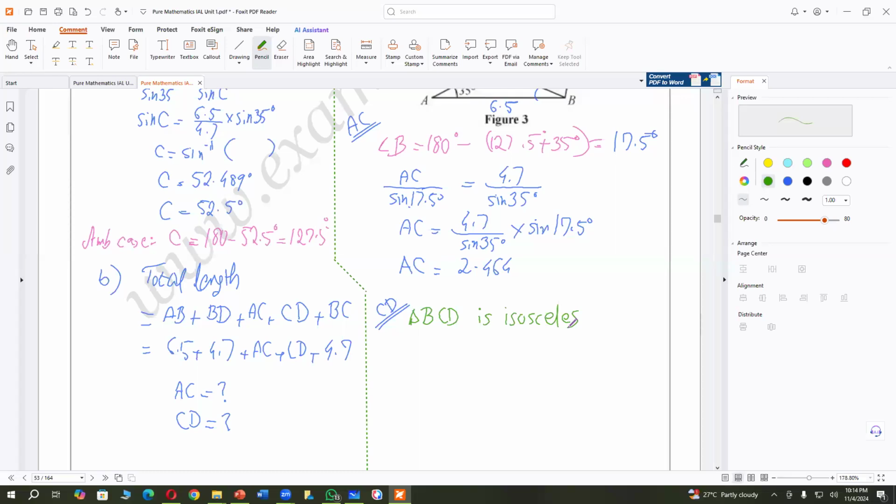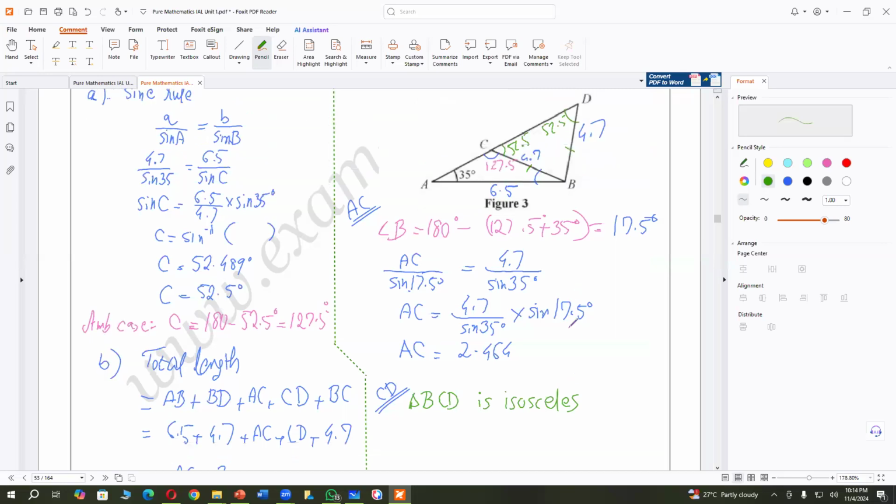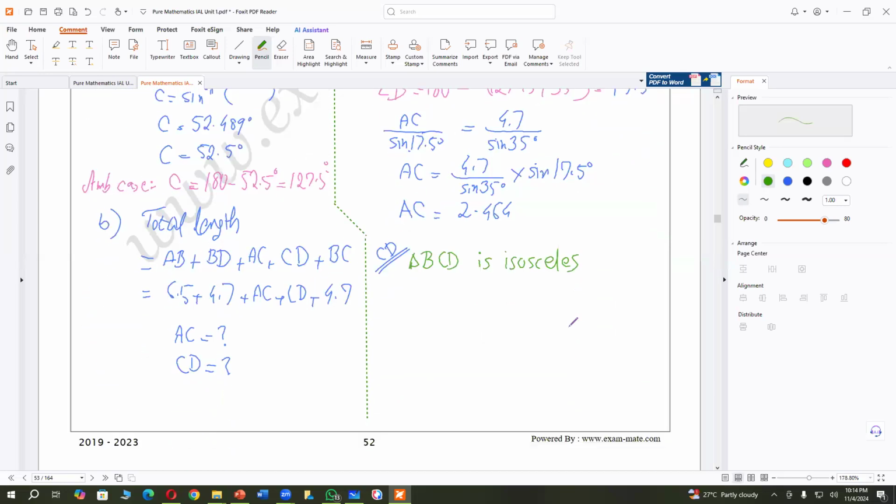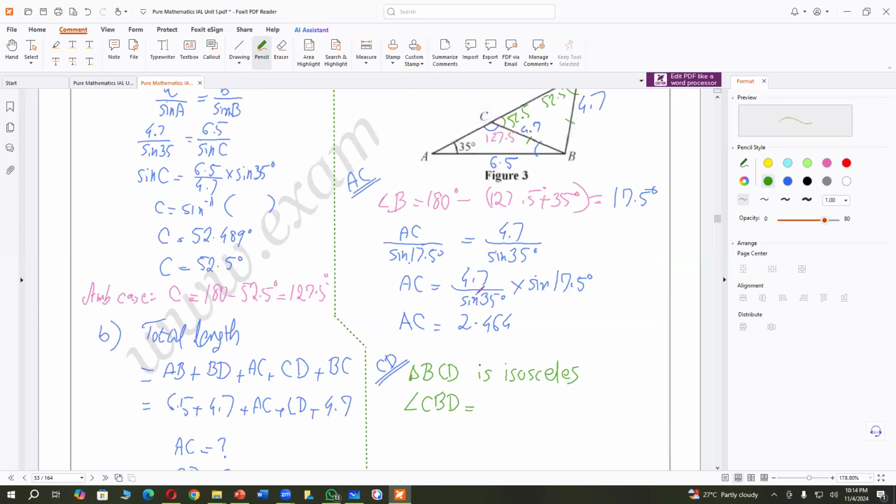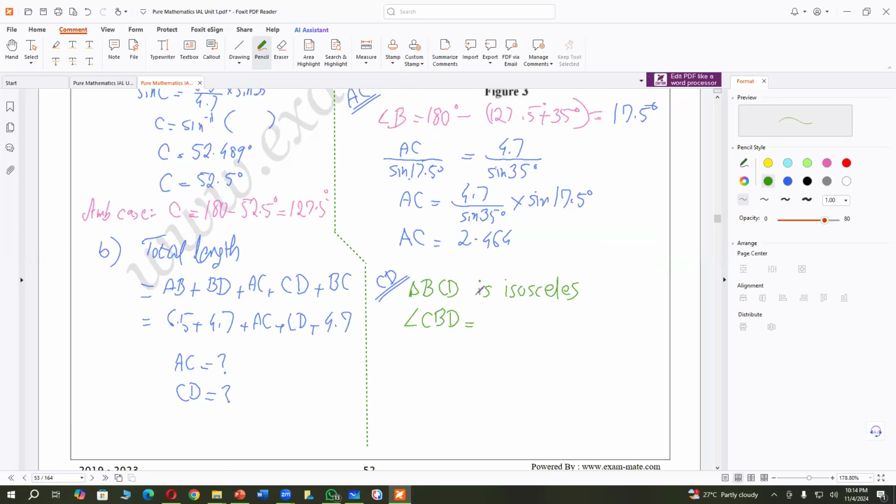Okay, I'm waiting for you now. Can I find the third angle, angle CBD? Yes. CBD will be equal to, I have 52.5 because of this. So 180 minus 52.5 into 2.